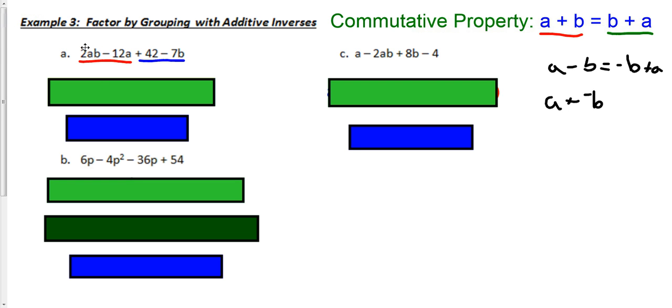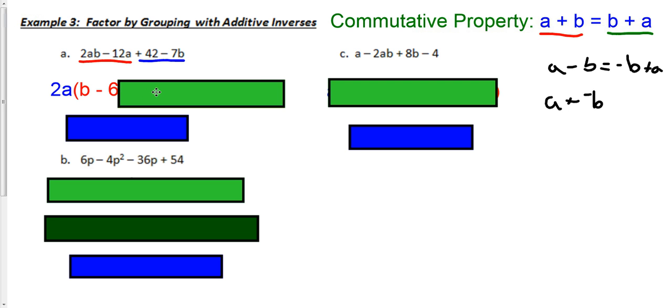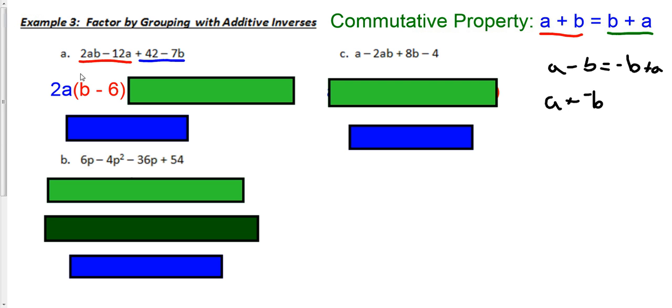If we look at our first one in red, we have 2AB minus 12A. We can take out 2A from each of those. 12 is divisible by 2, 2 is divisible by 2, and we can take A out of both of them. When we do that, what's left over? B in this first term, because 2A times B is 2AB, and negative 6 in this second term, because 2A times negative 6 is negative 12A.